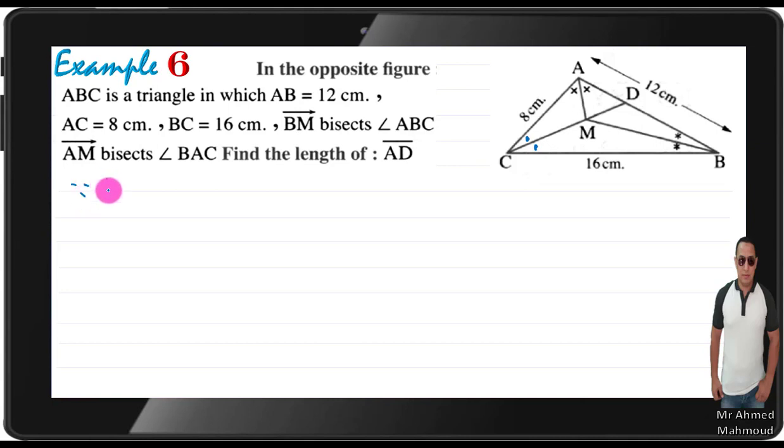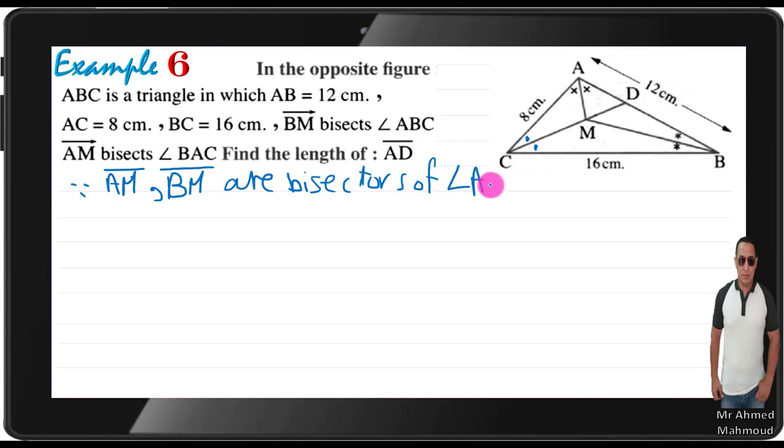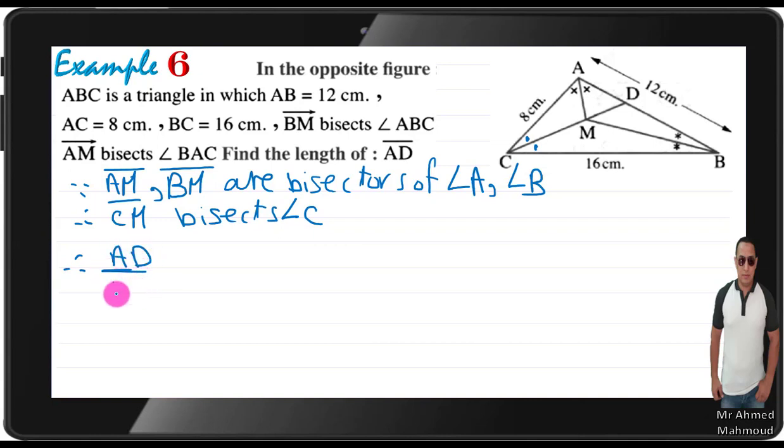Since AM and BM are bisectors of angle A and angle B, therefore CM bisects angle C. Therefore AD over DB equals AC over CB.